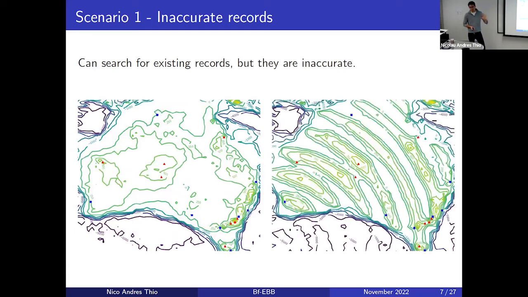The first one, which is very common to see in the literature, is to just say, I've got existing records, but they are inaccurate, right? And so normally what people will do is they will have the truth, and they will add an error term to it, and they will say, this is my low fidelity source. So that's an example of this. I don't think this is very accurate in terms of reality, right?